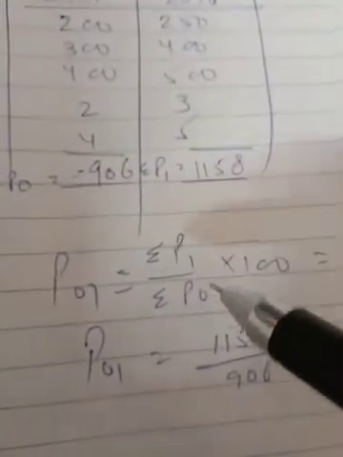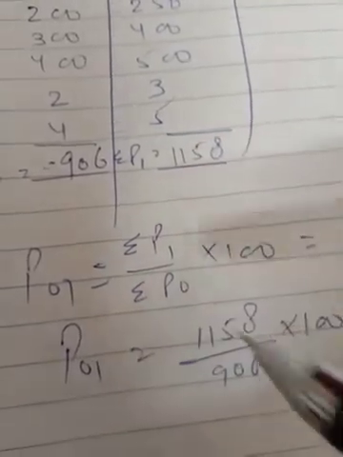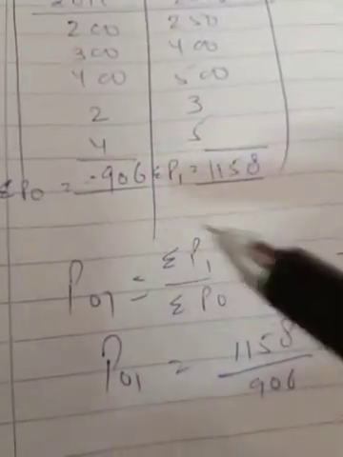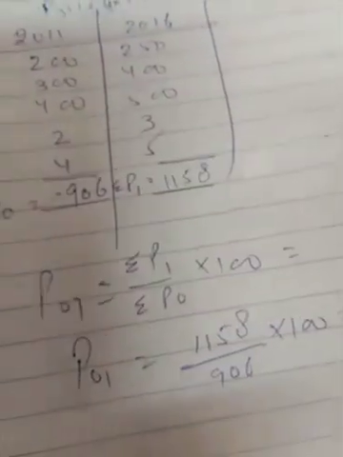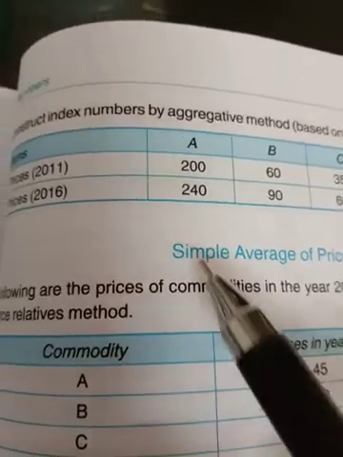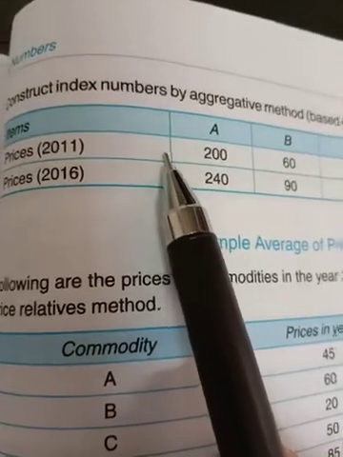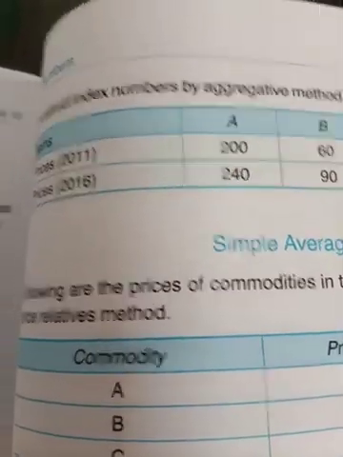This is represented as the index number P01 equals sigma P1 by sigma P0 into 100. Sigma P1 is 1158 and sigma P0 is 906, so into 100 you get 127.81. This is very simple. This chapter is very simple because here you only have to calculate the index number. The second question is also the same. You have the prices of the previous year and the current year, and you have to calculate the index number with the simple aggregate method.